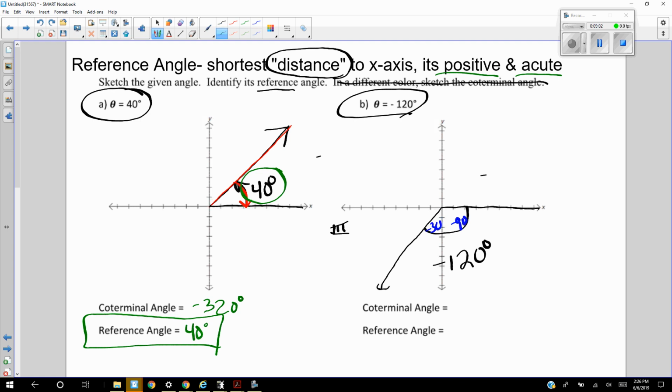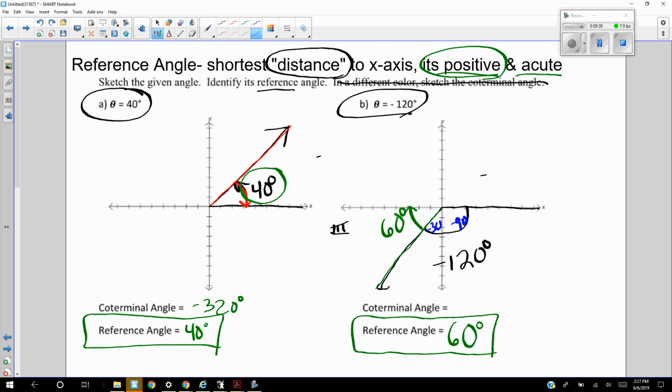The reference angle is the shortest distance to the x-axis from the terminal side. So here's the terminal side. Think to yourself, okay, what's the shortest distance or the shortest angle measure to the x-axis? And it's this piece right here. And that angle measure, of course, some of you may be saying that's negative 60 degrees since we're going clockwise. But remember, reference angles we always write as positive. So the reference angle in this problem is 60. The coterminal angle, if you're keeping score at home, is positive 240.